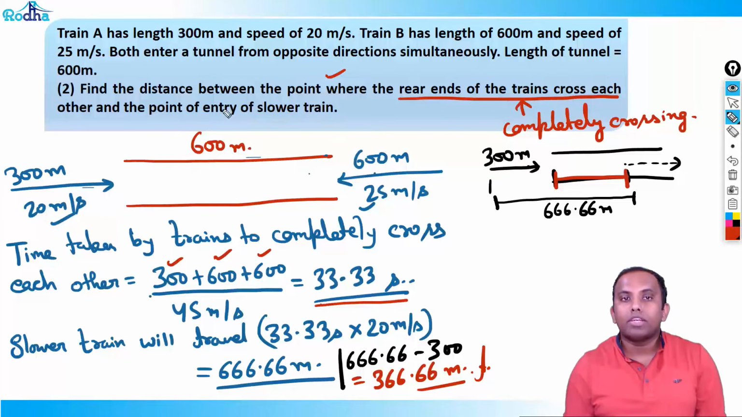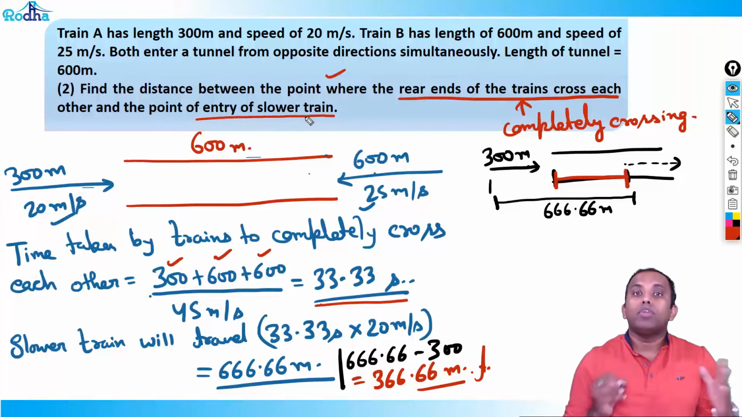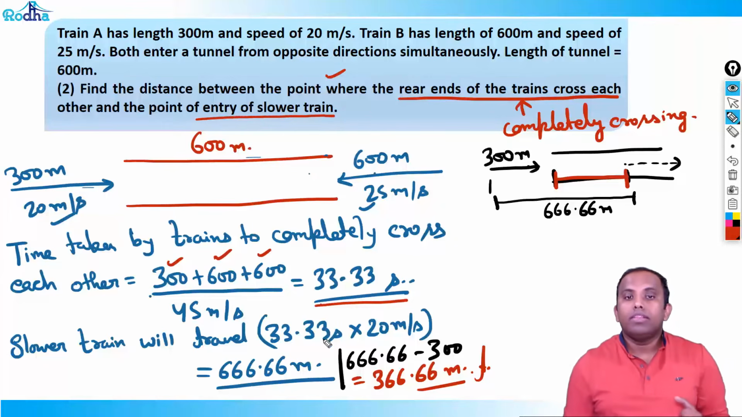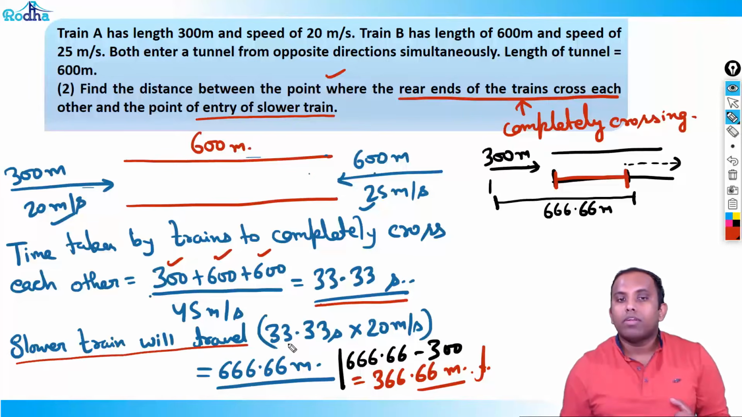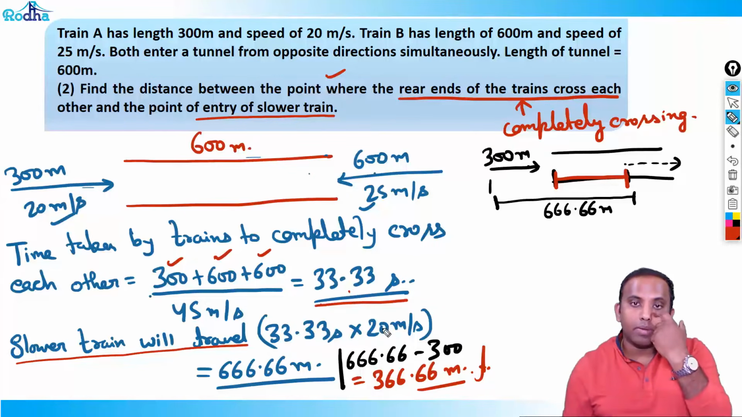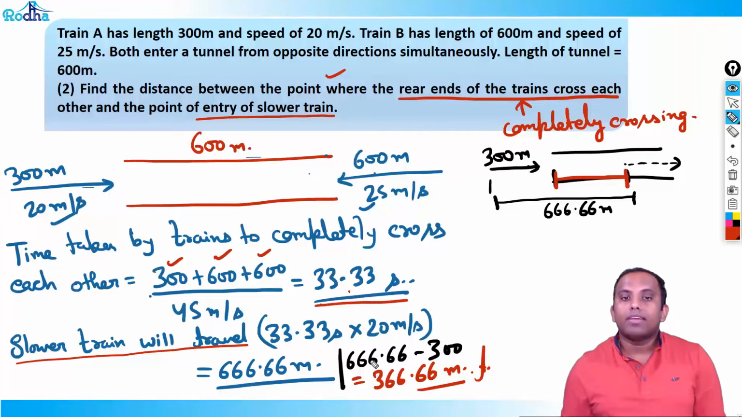But I have to find the distance between the point where the rear ends of the trains cross each other and the point of entry of the slower train. So in this much time, how much will the slower train travel? It will travel 33.33 seconds times 20 meters per second, which is 666.66 meters in this much time.